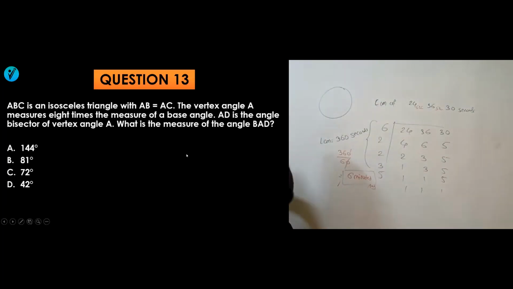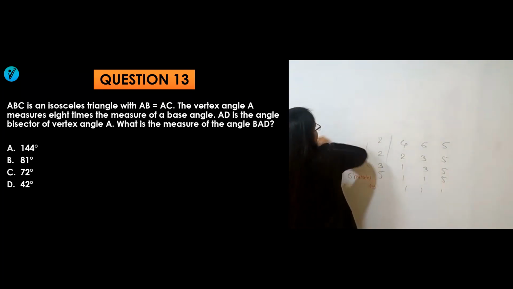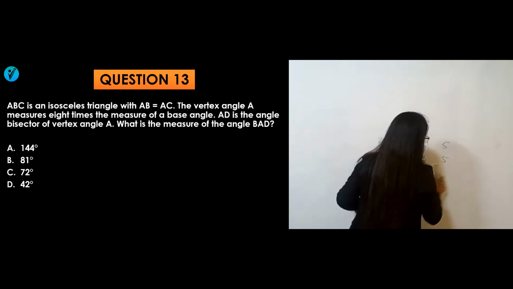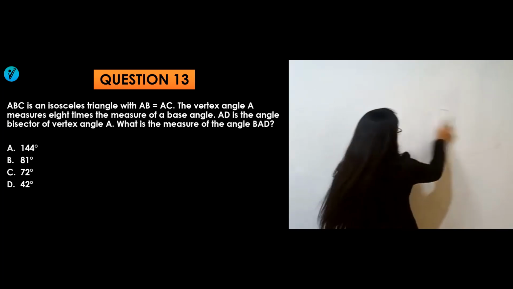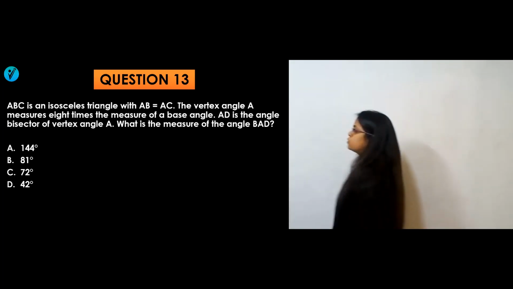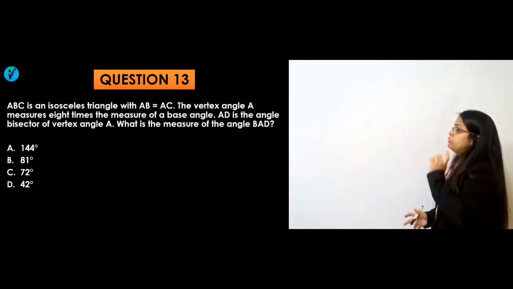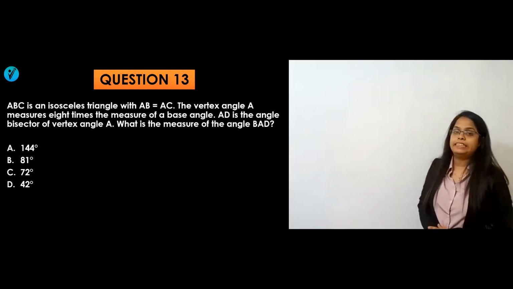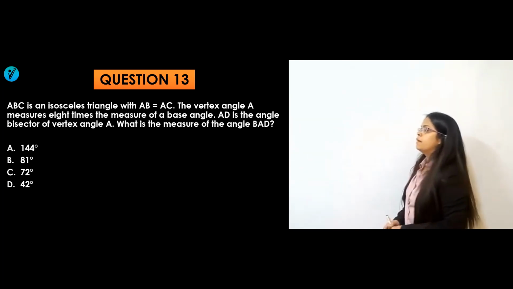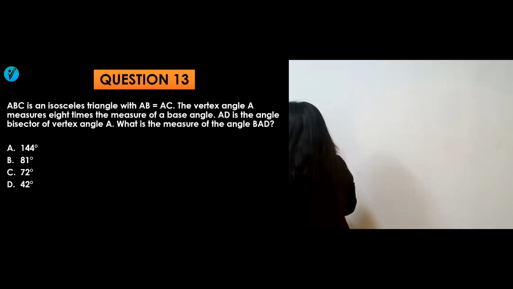Question number 13 is here. What are they saying in this question number 13? ABC is an isosceles triangle with AB equal to AC. The vertex angle A measures 8 times the measure of a base angle. AD is the angle bisector of vertex angle A. What is the measure of angle BAD?